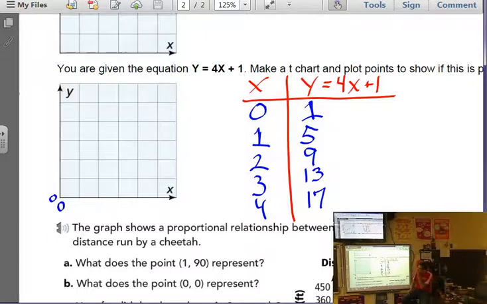So are these going up by consistent amounts? Yes, they're each going up by 4, right? Is this a proportional relationship? No.